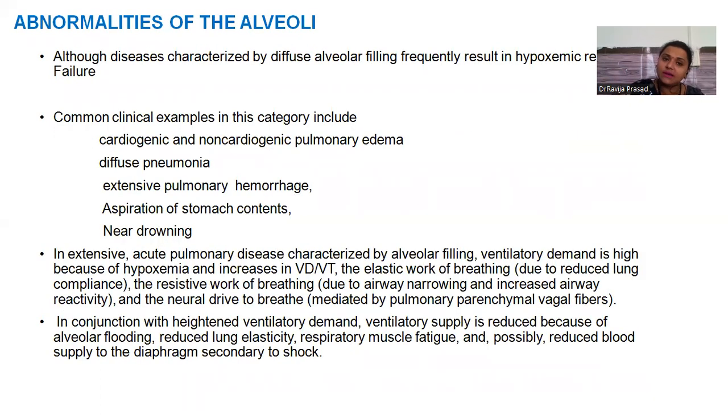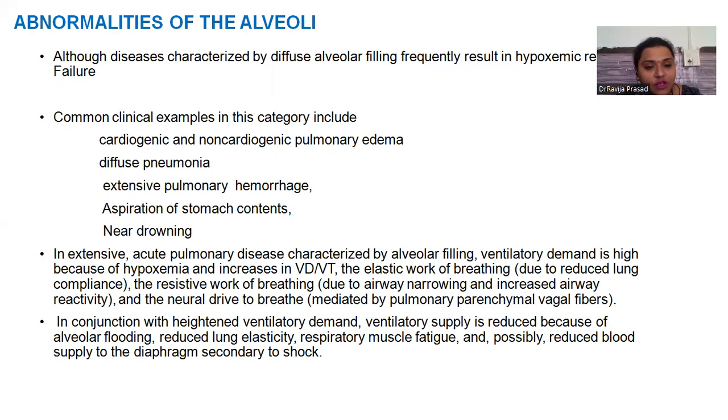Now, the last abnormality which causes respiratory failure is the abnormality seen in the alveoli. Diseases characterized by diffuse alveolar filling frequently result in hypoxemic respiratory failure. The common clinical categories are, first, cardiogenic and non-cardiogenic pulmonary edema; second, diffuse pneumonia; third, extensive pulmonary hemorrhage; fourth, aspiration of stomach contents; and fifth, near drowning.